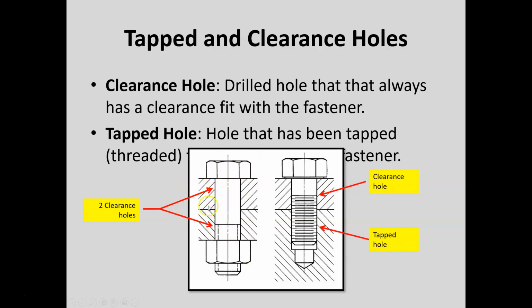So this is an assembly drawing with 2 clearance holes. Notice that we don't necessarily have to draw the clearance, the gap in here. That's not necessary. Oftentimes it is shown simply because you can see it. Here, the tapped hole is drawn using what's called a schematic representation for the threads. And so we don't show the tapped hole threads because they're consumed by the tapped fastener threads.